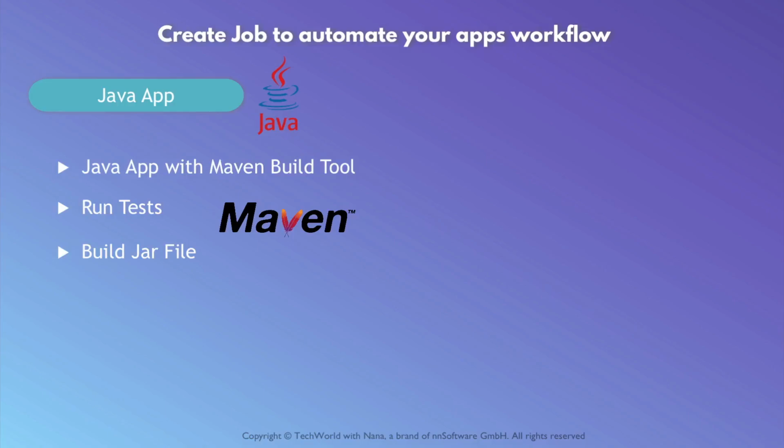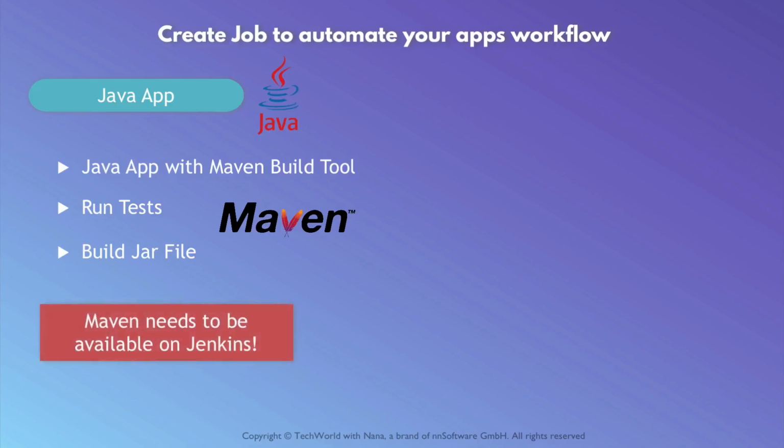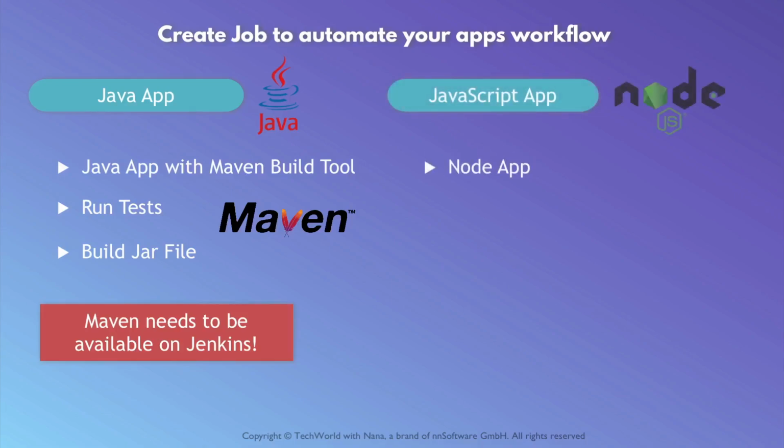So this job needs to run Maven commands. Maven test, which will run the test, and Maven package, which will create the jar file. So this means that we need Maven commands to be available in our job or in the whole Jenkins for different jobs. As a second example, let's say we also have a JavaScript, a Node application that we also want to run tests on and then package it and maybe push to Nexus repository.